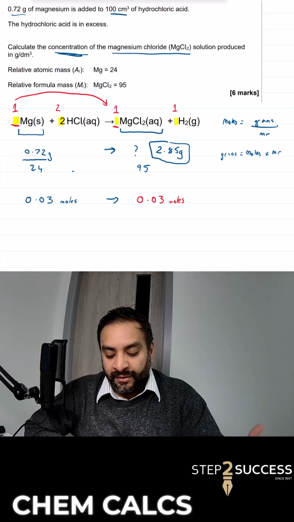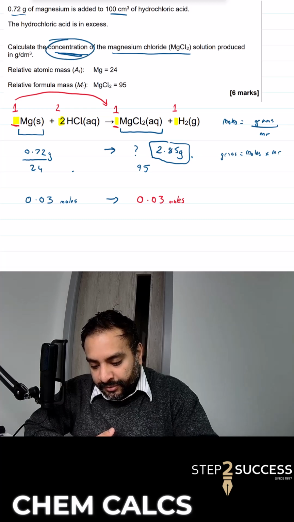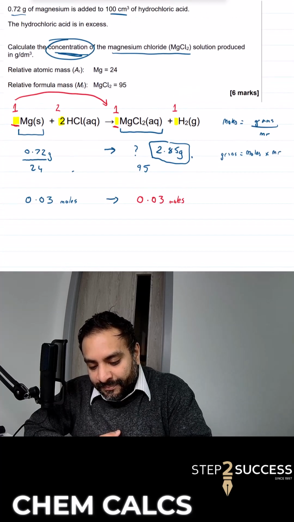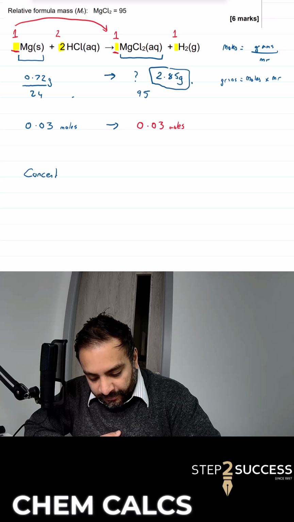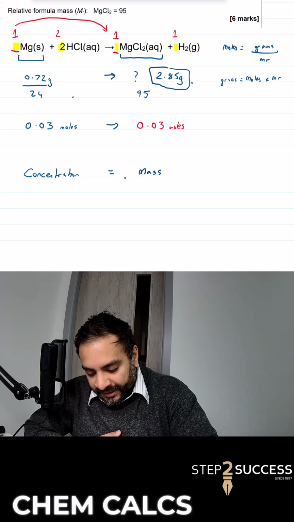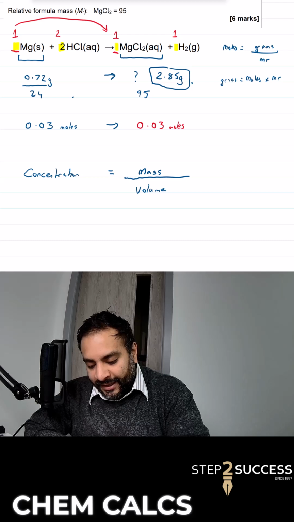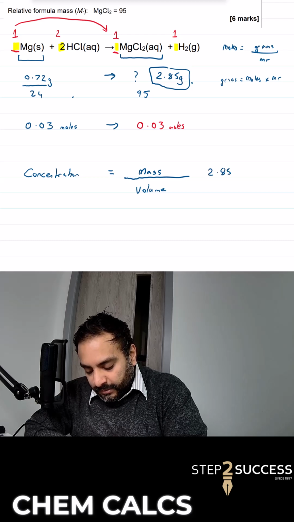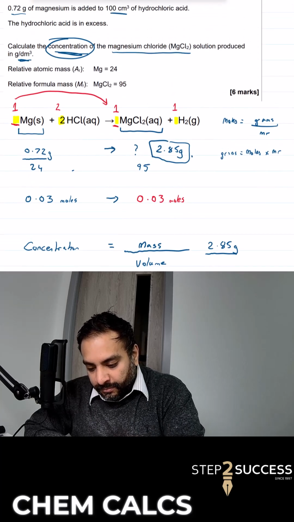If the question had been work out the mass of magnesium chloride produced, that would be the answer, but that's not the question. The question wants the concentration of the magnesium chloride produced, and it says in grams per dm cubed. Now, there is a formula for concentration. Concentration equals the mass of the solute, which is essentially the solid particles in a solution, divided by the volume of the solution. Now, we know that we've got 2.85 grams of mass, because that's what we just worked out. We also know that the volume is 100 centimeters cubed, as told to you in the question.